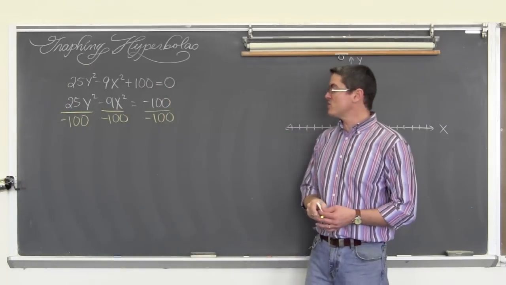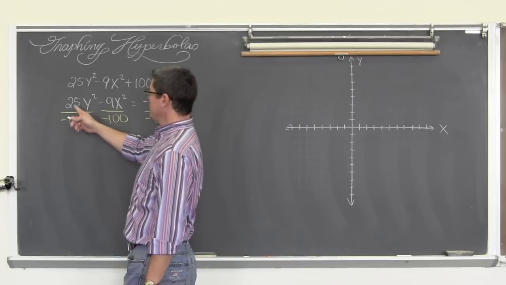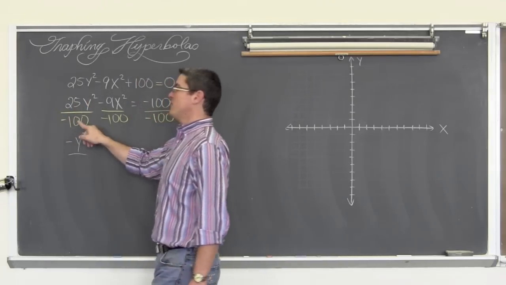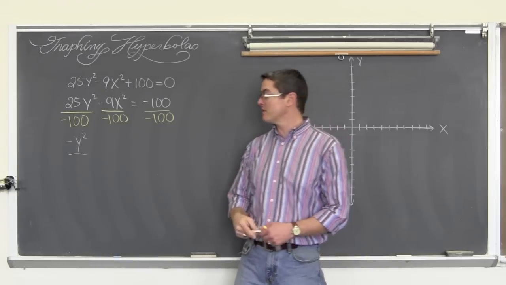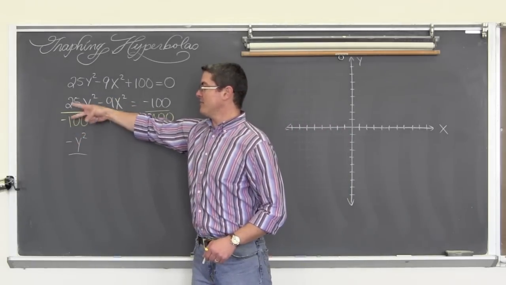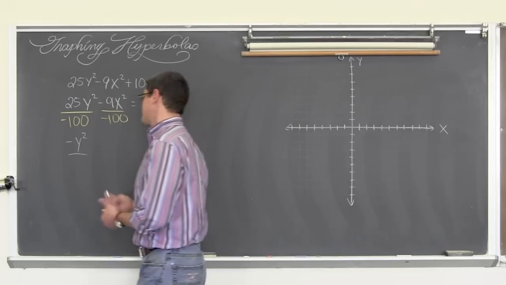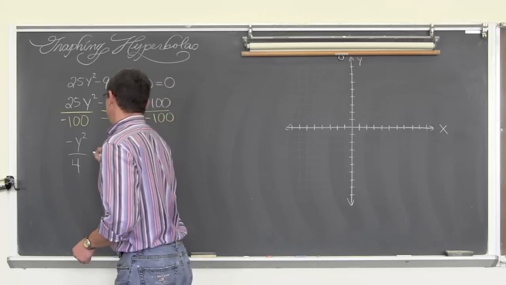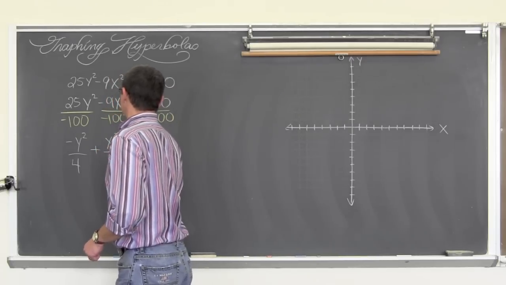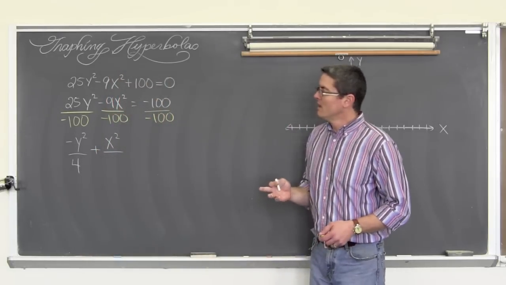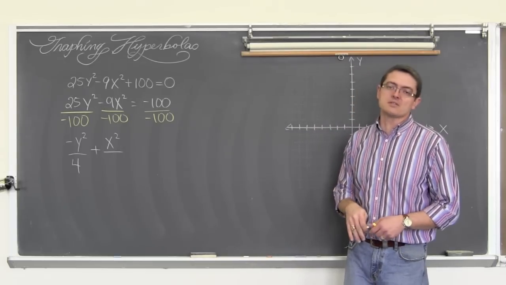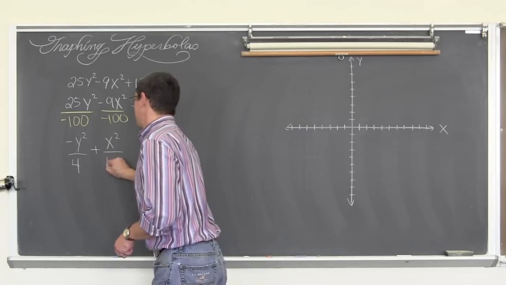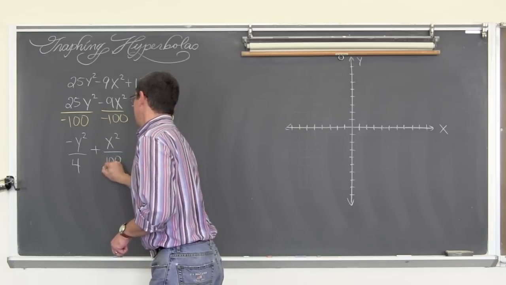That is going to cause a sign change, and we get negative y squared, and 25 over 100 reduces to 1/4. Or if I flip this down and say the denominator is 100 divided by 25, it's still going to be 4. And then negative divided by negative is positive, so we have plus x squared over... Now this one, 9 does not cancel out with 100. So we're going to go ahead and flip that down and say that it's 100 divided by 9.